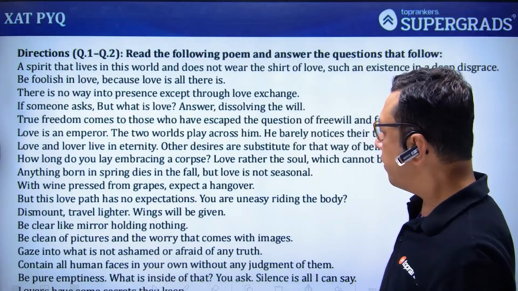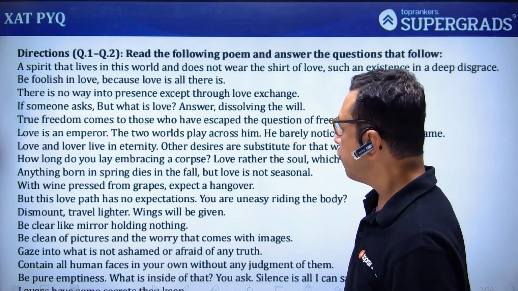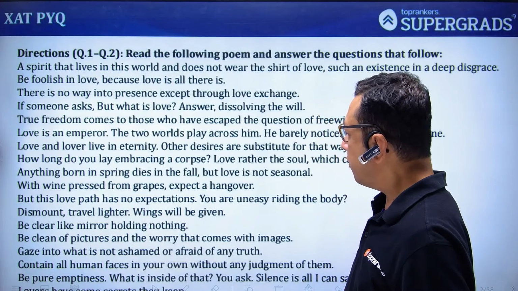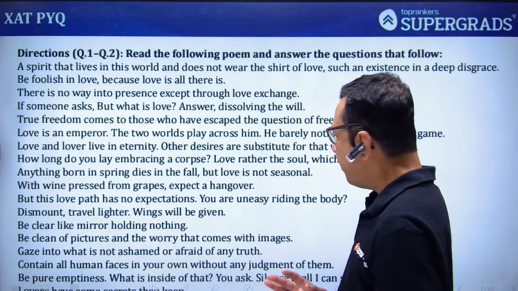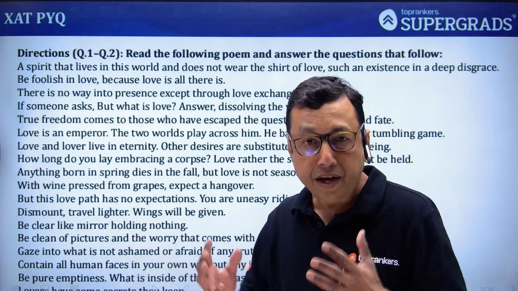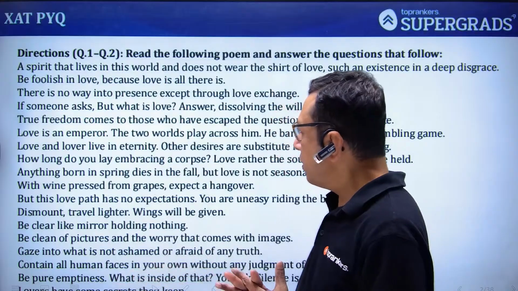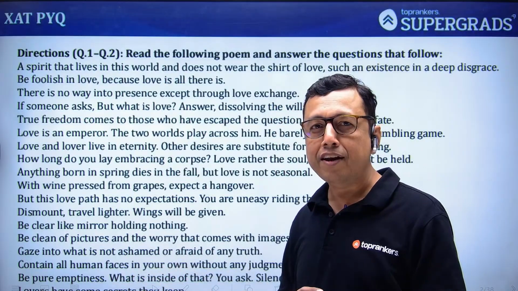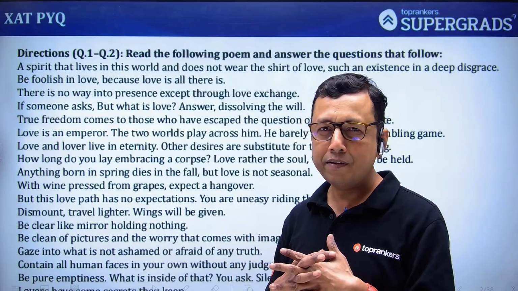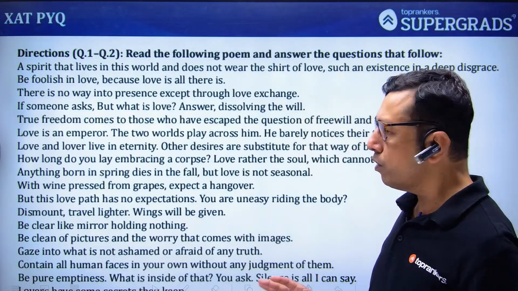Anything born in spring dies in the fall, but love is not seasonal. With wine pressed from grapes, expect a hangover. But this love path has no expectations. You are uneasy riding the body. This is the central theme, the main idea of the poem. Don't ride the body. Dismount, travel lighter. So how can you travel lighter? By not hinging yourself to the body, by not connecting yourself to the body. That's the idea. Be clear like a mirror holding nothing.